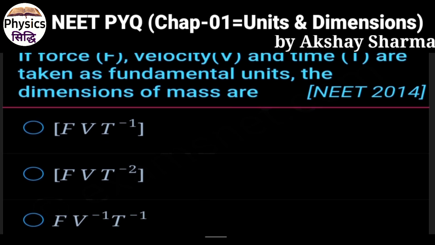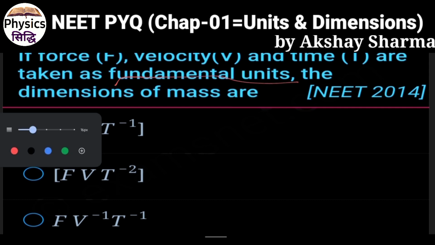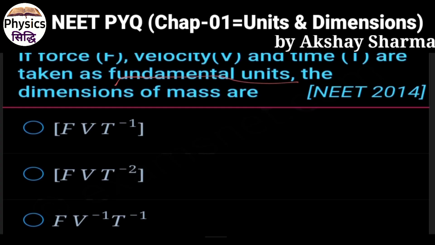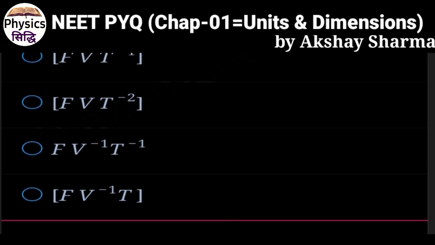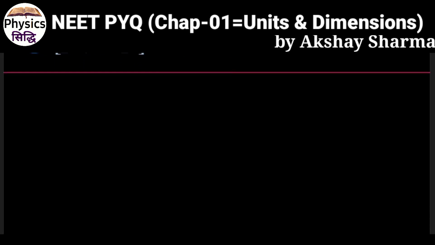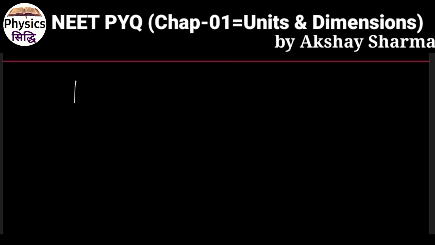So here question number 1 is, if force F, velocity V and time T are taken as fundamental units. Mind here, fundamental units. Clear? Then you have to tell the dimension of mass. So mass dimension is equal to force dimension, velocity and time, power A, B, C. We have to only find out power A, B and C. So without delay, let's see.